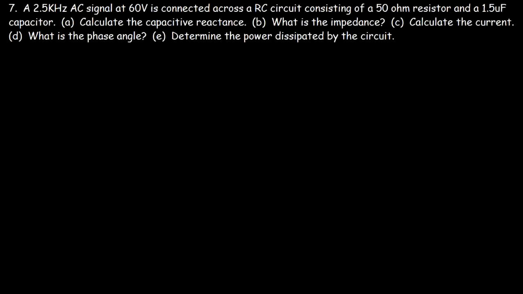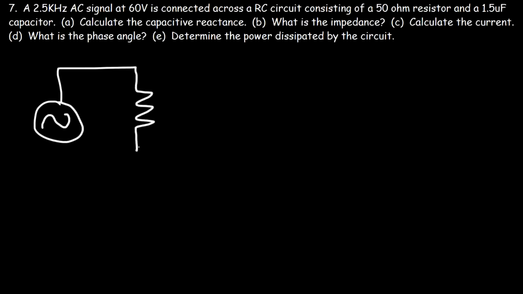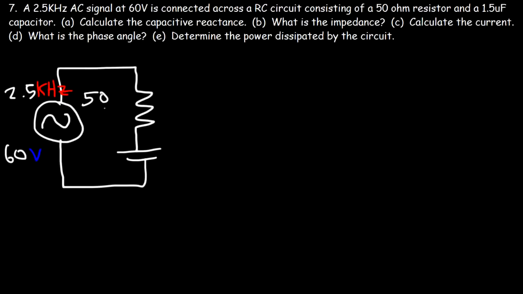Number 7. A 2.5 kilohertz AC signal at 60 volts is connected across an RC circuit consisting of a 50 ohm resistor and a 1.5 microfarad capacitor. Calculate the capacitive reactance. So we have a resistor and a capacitor. And we have a 2.5 kilohertz signal, that's the frequency. And the voltage is 60 volts. Now we also have a 50 ohm resistor and a 1.5 microfarad capacitor.